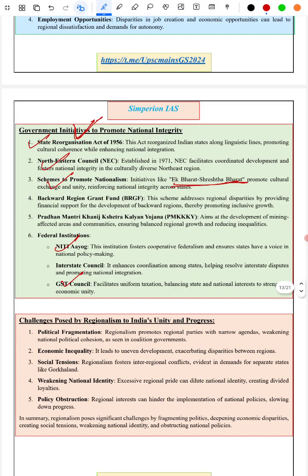Next, the challenges posed by regionalism to Indian unity and progress.